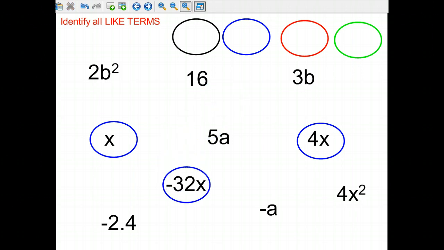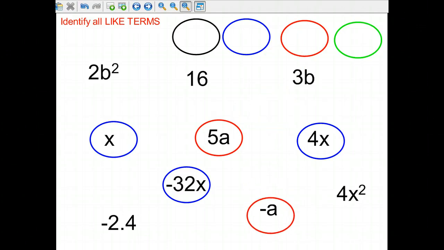This one works. Okay. But if you notice here, we can't put a like term with the x squared because it has a different exponent. So only things with x to the first power are like terms. So that one is not a like term. Do you see any other pairs here? We have a's.